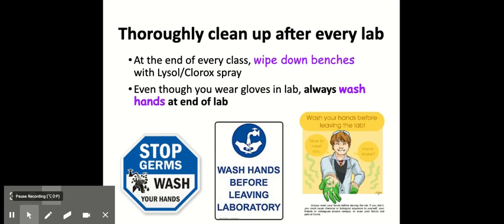Finally, when you're in a lab, you would thoroughly clean up after every class. At the end of every class, you'd wipe down the lab benches with Lysol or Clorox spray. And even though you wear gloves in the lab, you should always wash your hands at the end of the lab after you take your gloves off.